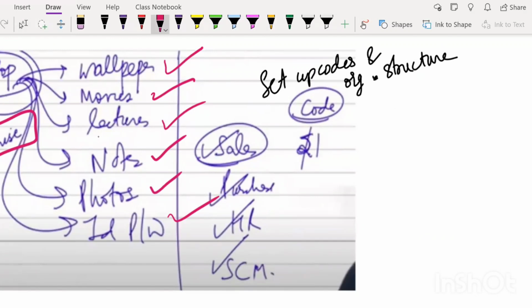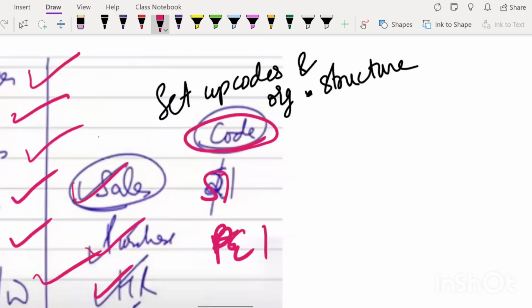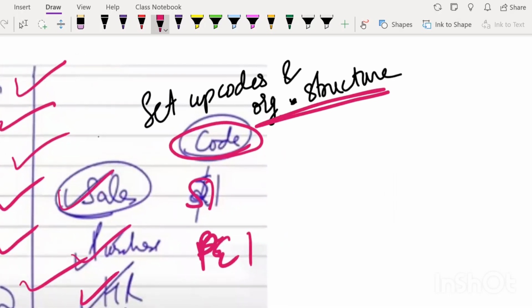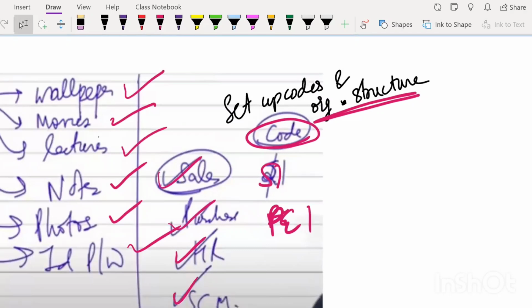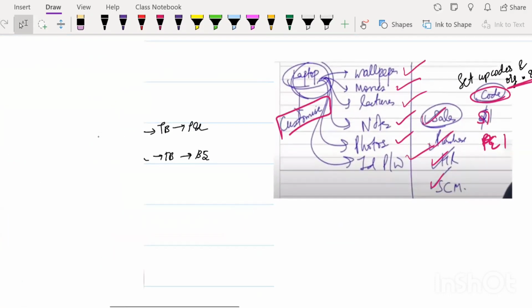If there is a sales department, purchase department, HR department, and supply chain management, for all these you have to set up different codes. For sales S1, purchase P1, like the other day I was talking about. So you have to set up different codes in the company, and also set up the organization structure. All those things related to the general functioning of a company, you have to update in that.